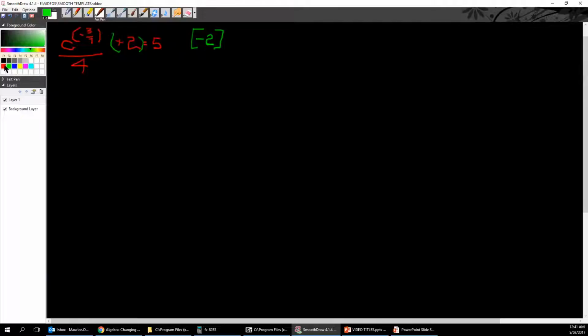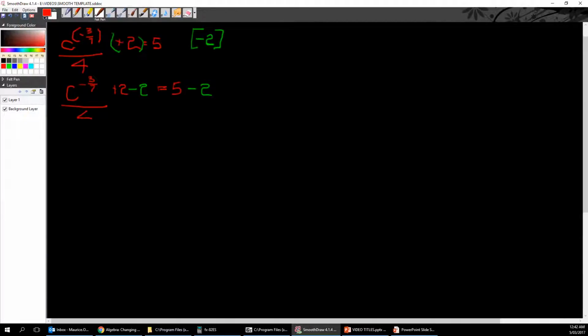So let's go back to red, and we're going to have c to the negative 3 over 7. I'm going to take that bracket away, I don't need that. All over 4, plus 2, minus 2, equals 5, minus 2. So that's just taking 2 from both sides, and of course that's still all over 4.